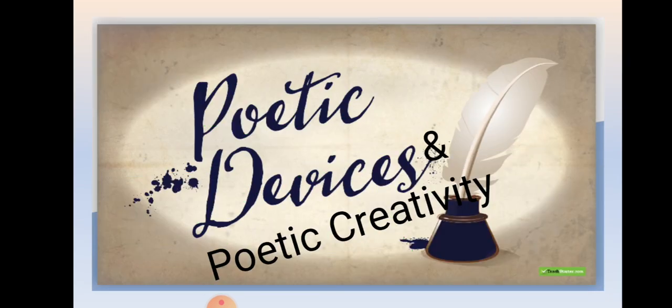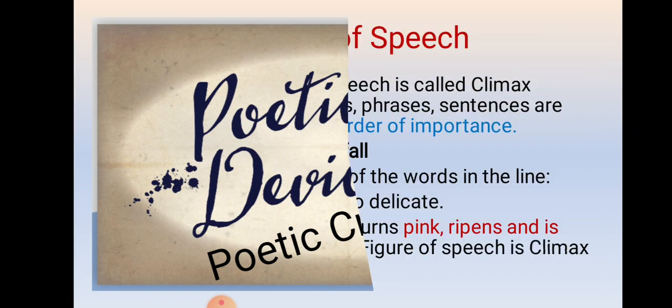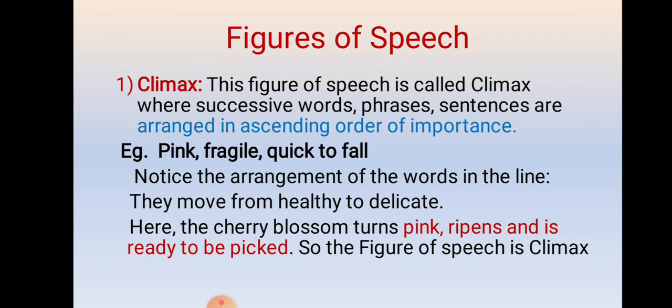Figures of speech are called poetic devices because they beautify the language of the poem, and that's why they are called figures of speech. You know that a poem is a beautiful expression, and that's why we need embellished, beautiful language in the poem. These figures of speech or poetic devices give that beauty to the poem, to the expression. So let us discuss the figures of speech in this poem, The Cherry Tree.